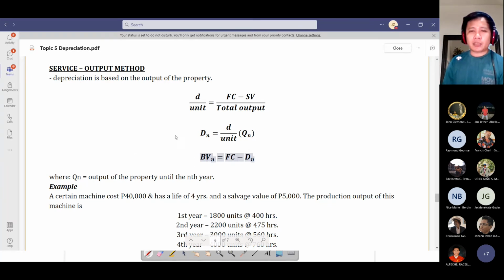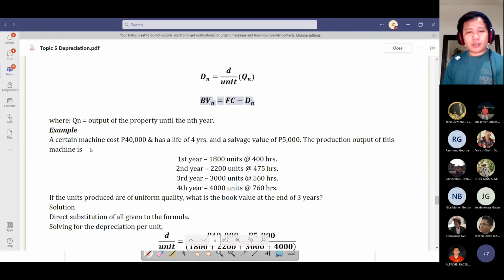This is easier to understand if we apply it to an example. You have a certain machine that costs 40,000 pesos, has a life of 4 years, and a salvage value of 5,000 pesos. Now, the production output of this machine is, on the first year, 1,800 units at 400 hours. On the second year, it can produce 2,200 units using it for 475 hours. On the third year, you can produce 3,000 units if you use it for 560 hours. And for the fourth year, you can produce 4,000 units using it for 760 hours.